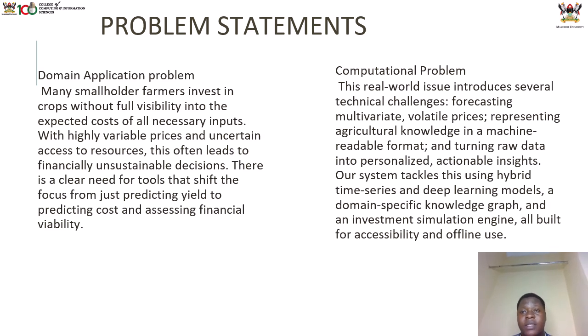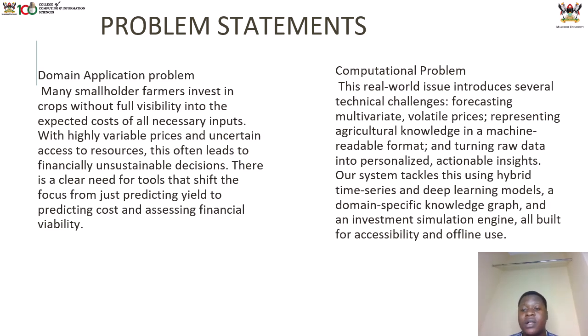So, the problem statement. So, the domain application problem. Many smallholder farmers in Uganda face a problem of high risks, and they depend on estimates to predict their initial investment cost. So they estimate, but they don't have real knowledge and real data about the actual estimates, whether they are actually true or false. So what will our AI do? This is where the computational problem is.